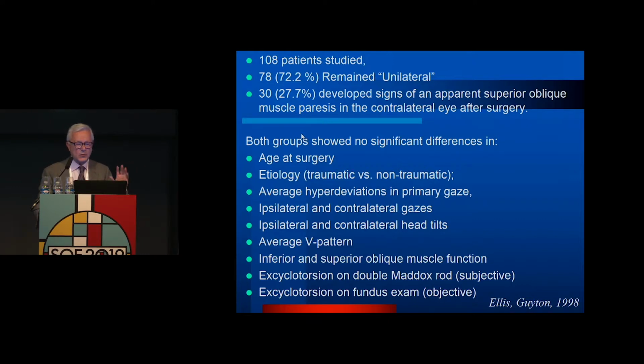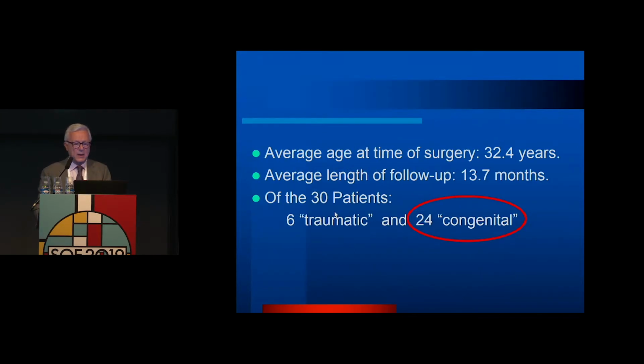So they compared both groups, and there wasn't much difference in age of surgery, etiology, traumatic versus congenital, average hyperdeviation in primary gaze, ipsilateral and contralateral gazes, ipsilateral and contralateral head tilts, average V pattern, inferior and superior oblique muscle function or dysfunction, excyclotorsion on double Maddox rod, or excyclotorsion on fundus examination. So they really compared those two, and statistically nothing really came up. Again, in their series, as in ours, the majority of those masks were congenital and not traumatic.